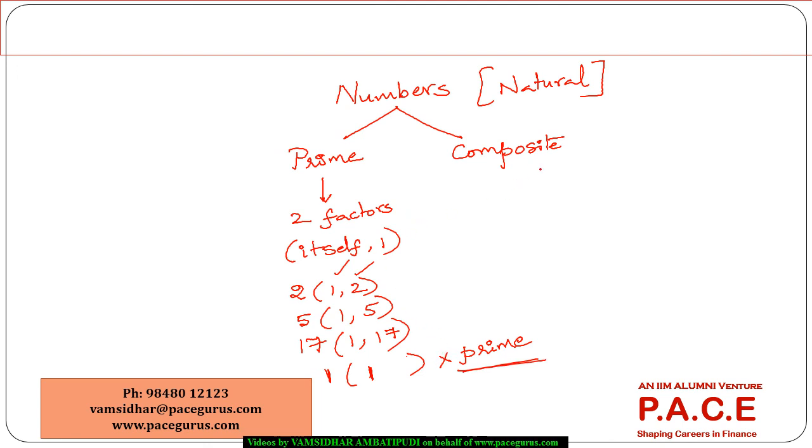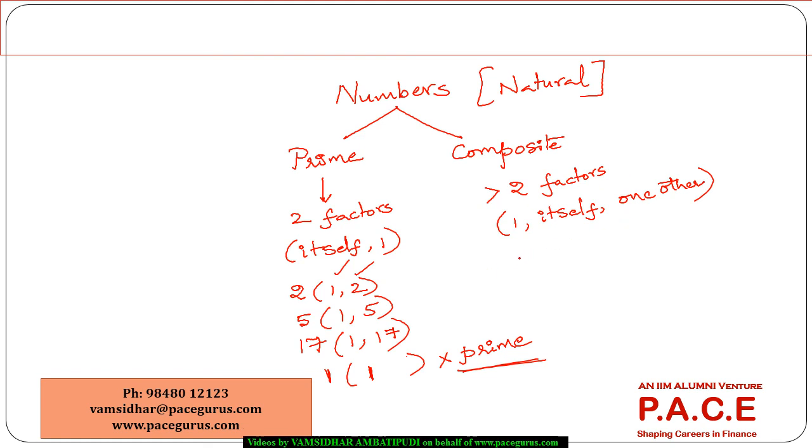Then when it comes to the composite number, any number which has more than two factors, which means apart from 1 and itself, at least one other factor will be there. It can have more, but it will definitely have at least one other factor. They are called composite numbers.